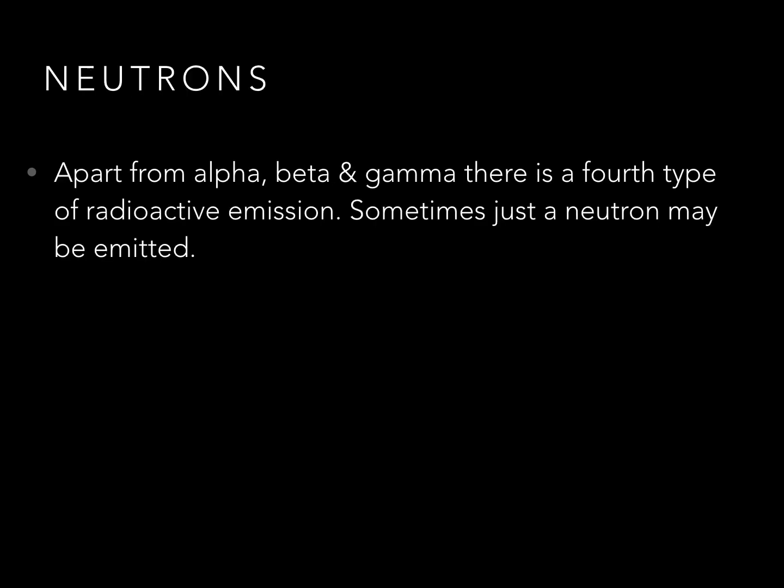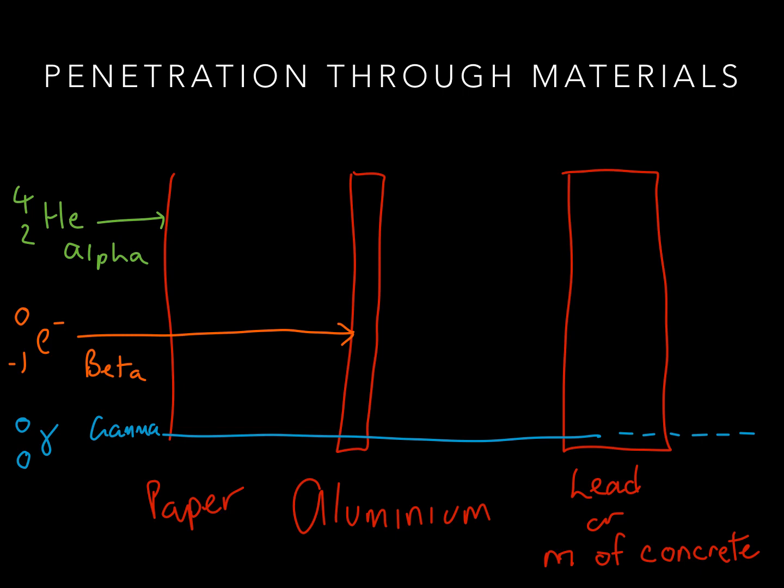Okay, you also need to know that neutron emission is a type of radioactive decay. Apart from alpha, beta, and gamma, there's a 4th type of radioactive emission. Sometimes just a neutron may be emitted. You need to know about the properties of the different particles.